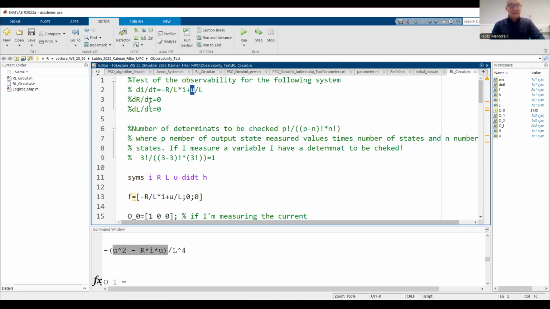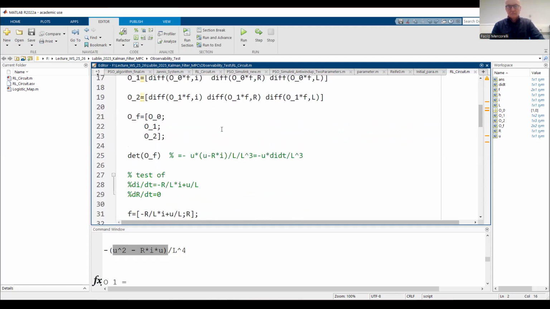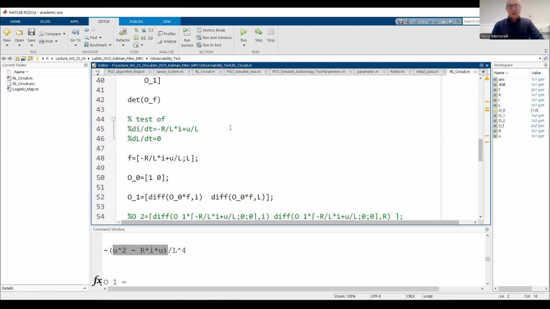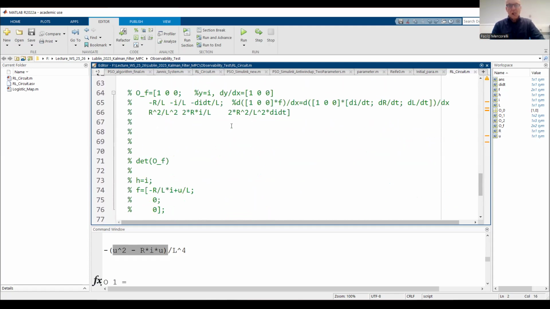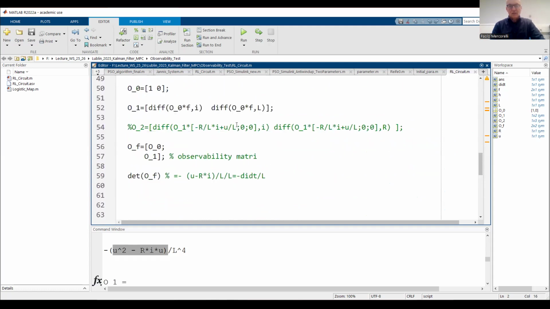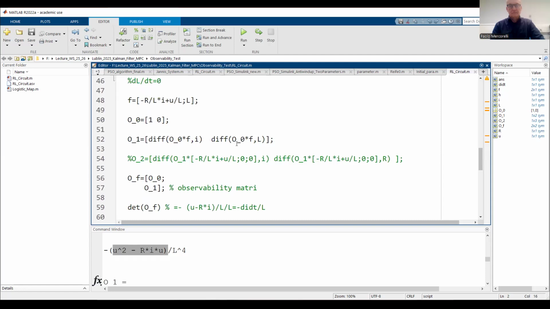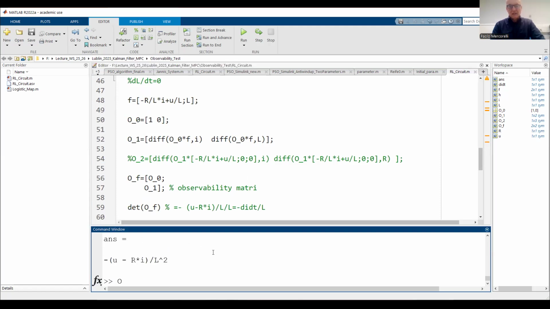Let me see what I can add here. This was the second case, basically, yeah, was this one. And here are the calculations.